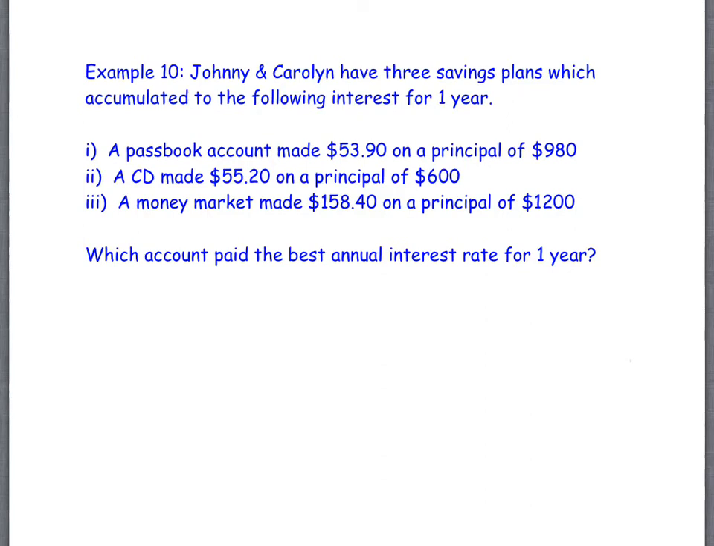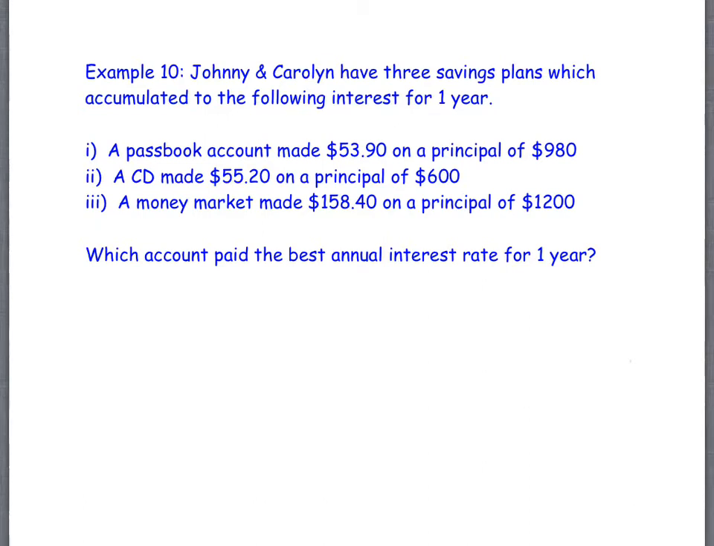The next one, we're going to compare 3 different investments. Johnny and Carolyn have 3 savings plans, which accumulate to the following interest for a 1-year time period. First one, a passbook account made $53.90 for a principal of $980. The CD made $55.20 on a principal of $600. And a money market made $158.40 on a principal of $1,200. The question is, which account paid the best annual interest rate for 1 year?